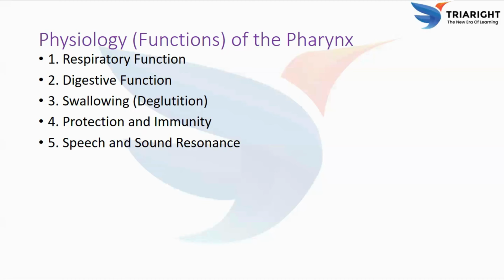What is the last function of the pharynx? Speech and sound resonance. The pharynx acts as a resonant chamber that helps to modify and amplify the sound produced by the vocal cords. When you speak, when a sound comes from your voice box or larynx, the pharynx acts as a resonant chamber. It helps to deliver your speech in the correct way. It also amplifies the sound produced by the vocal cords and contributes to the tone and quality of the voice. So these are the functions of the pharynx.